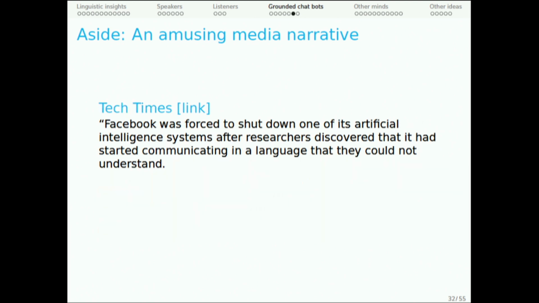Tech Times. Facebook was forced to shut down one of its artificial intelligence systems after researchers discovered that it had started communicating in a language they could not understand. And it gives examples, and the examples are like the bot saying, "I'm me, ball." That's the language that they had discovered on their own. Which, I mean, it is kind of interesting to think that for these agents, that might be a meaningful negotiation move, and maybe you're creeped out by that, but I think this is kind of overblown.